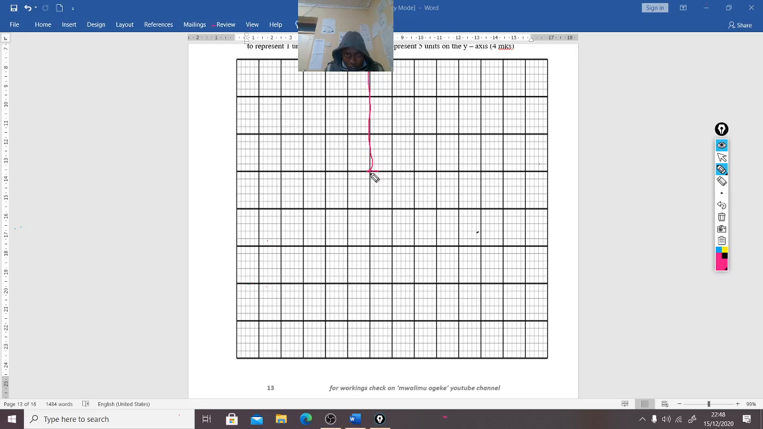You draw with a ruler a straight line. Use your ruler to draw a straight line for accuracy purposes. And then you also have a horizontal straight line.